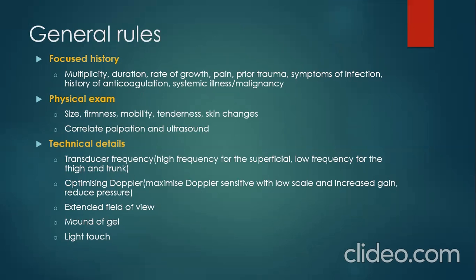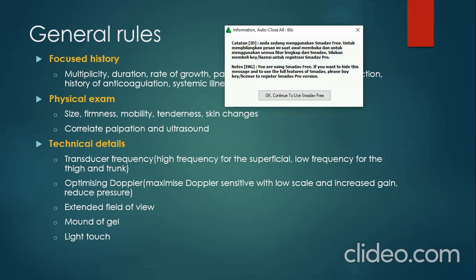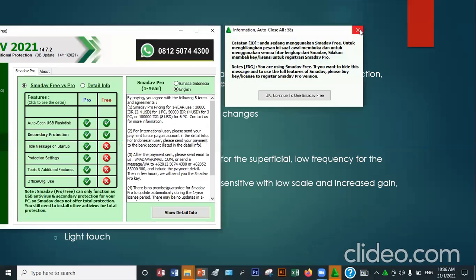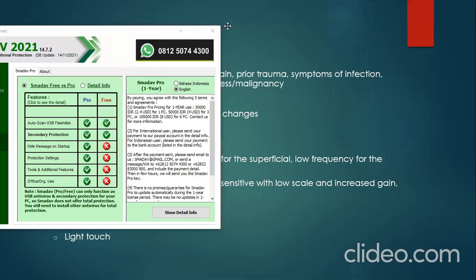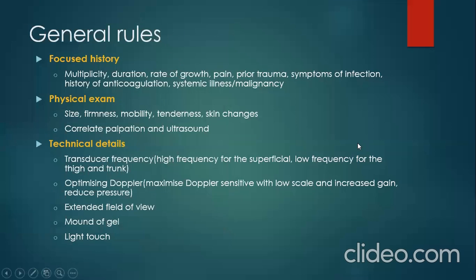Then on technical details, on transducer frequency, when we're imaging the superficial part, we use a high frequency. And when we're imaging the thigh and trunk, because we need deep penetration, we use a low frequency transducer. Then we need to optimize our color Doppler. Let's maximize our Doppler sensitivity by reducing the scale of our Doppler and also increasing the gain. And we also need to reduce pressure.